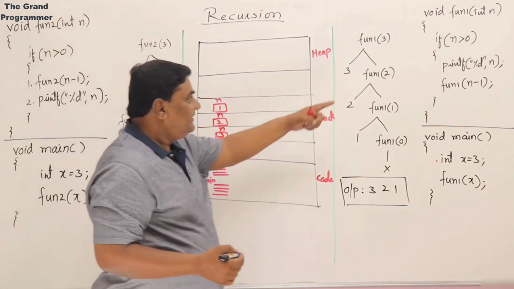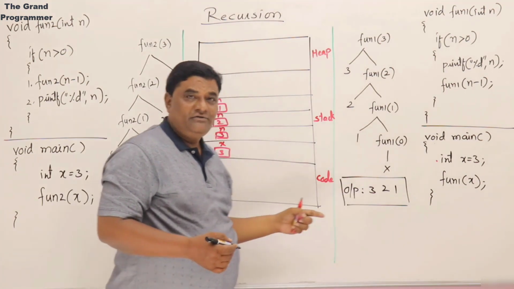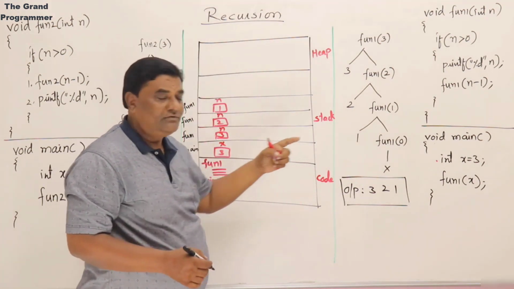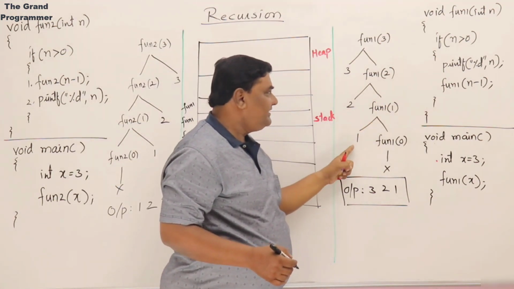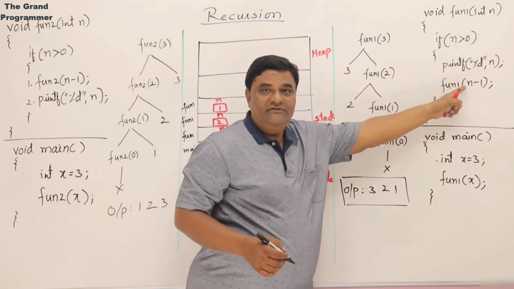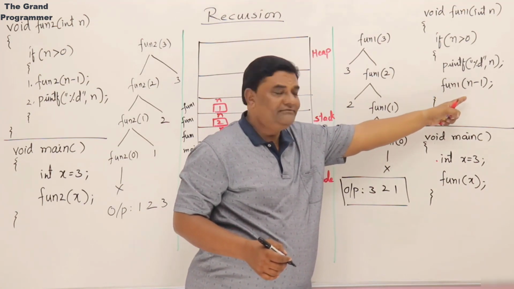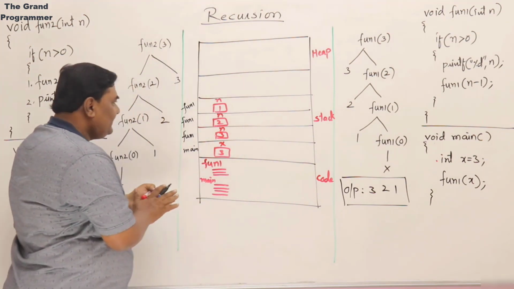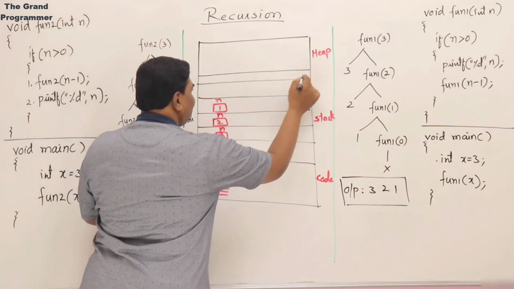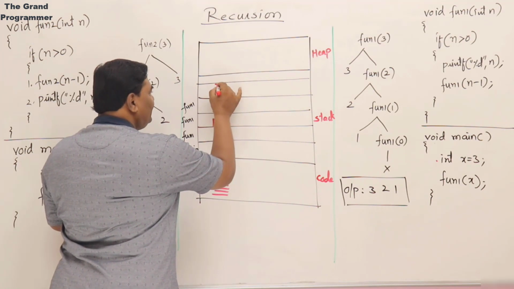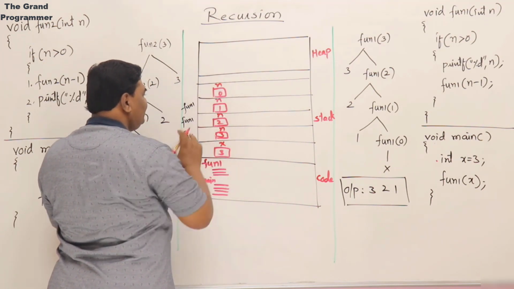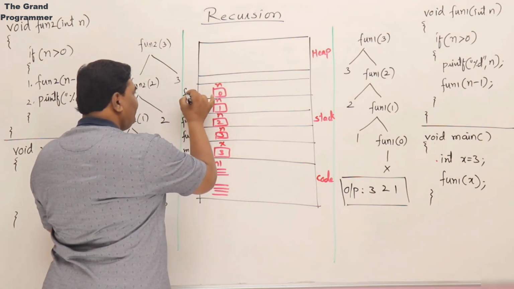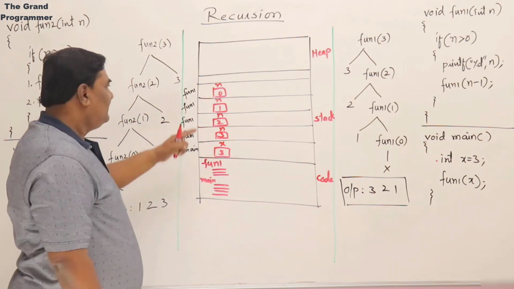Now again, if n is greater than 0, yes, 1 is greater than 0, so 1 is printed. Then again call fun1 with decremented value, n minus 1. So again an activation record for fun1 is created, and it will have the variable n, and that value is 0. This is a call again for fun1.